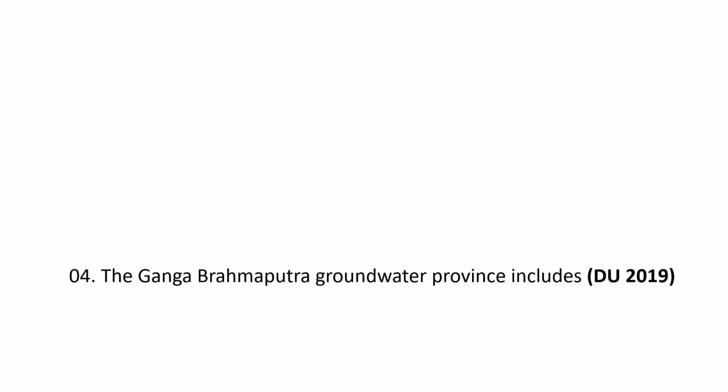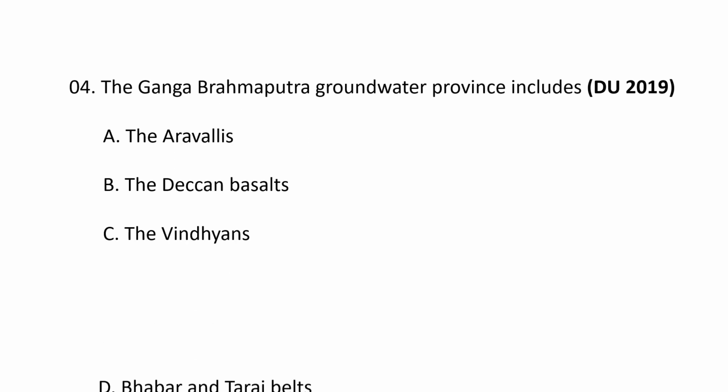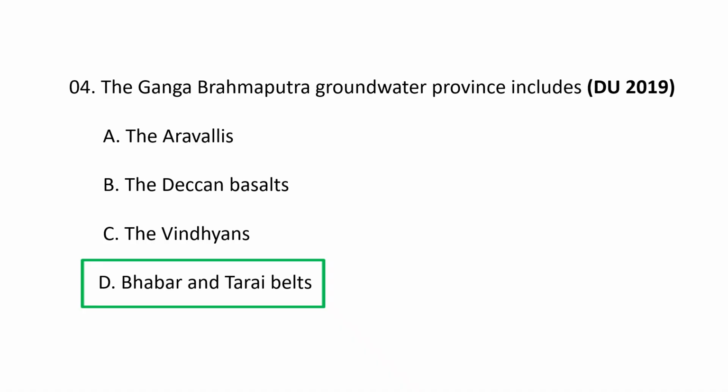Next question. The Ganga Brahmaputra groundwater province includes A. the Aravalis, B. the Deccan basalts, C. the Vindhyans and D. Bhabar and Tarai belts. The correct option is D. Bhabar and Tarai belts. The Bhabar and Tarai belts are the integral parts of the Indo-Gangetic Brahmaputra plain, which also serves as Ganga Brahmaputra groundwater province.